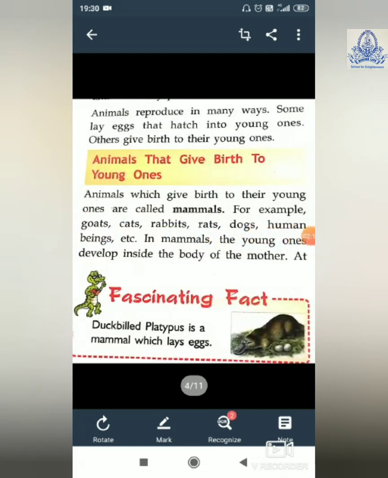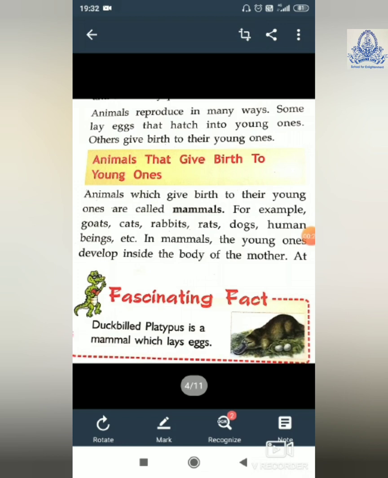These animals are mammals. So animals reproduce in many ways. Some lay eggs that hatch into young ones, and others give birth to their young ones. Animals that give birth directly to the young one are called mammals. For example, goats, cats, rabbits, rats, dogs, human beings, these all are mammals because they give birth to their young ones. In mammals, the young ones develop inside the body of the mother.